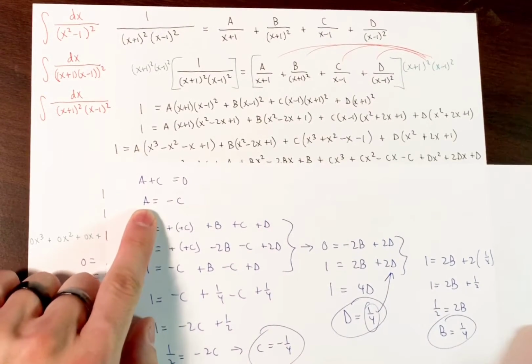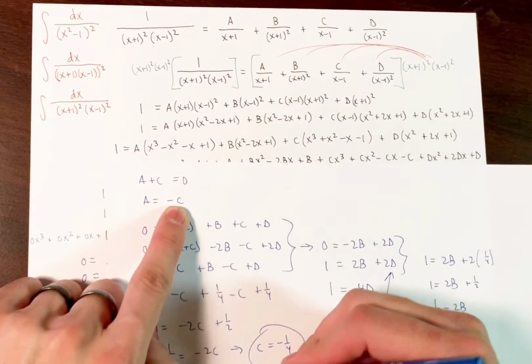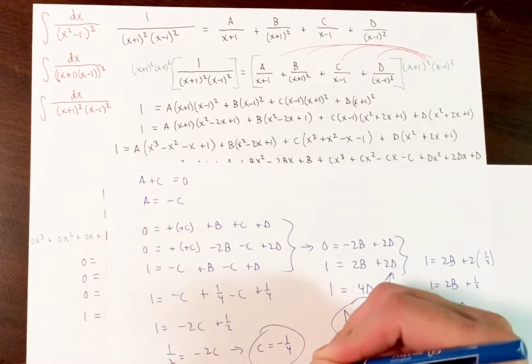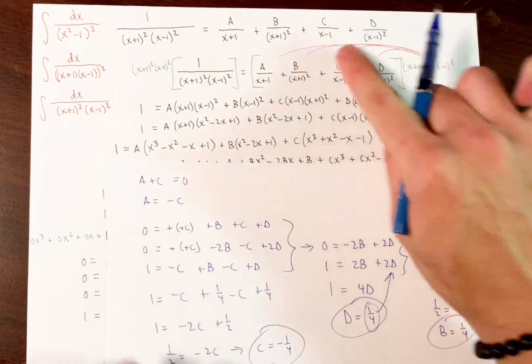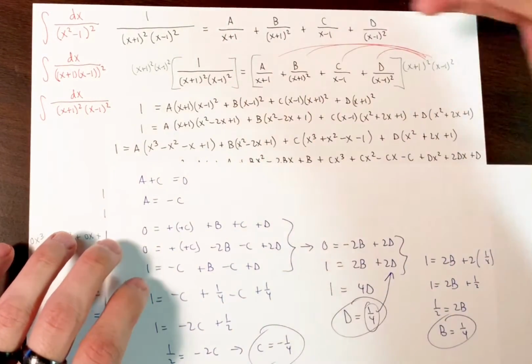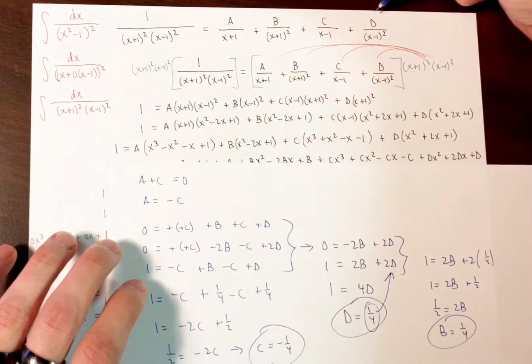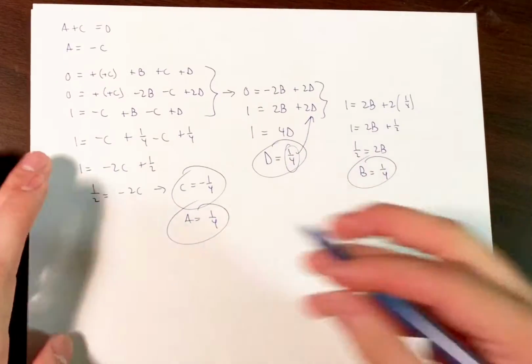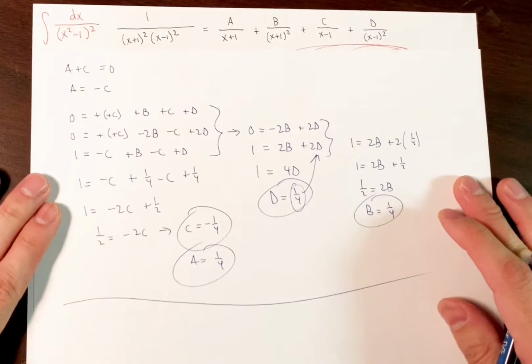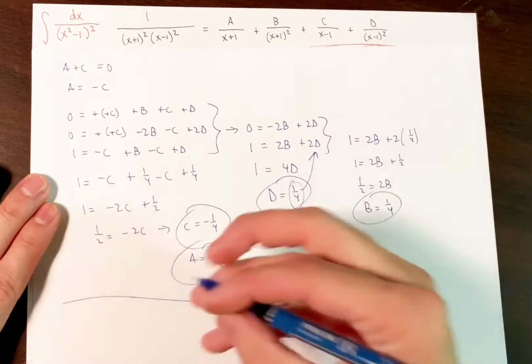Now recall what A is. A is just the opposite of C. So A would have to be positive 1/4. So we have A, B, C, and D. So now go back to pretty much where we started up here. And instead of A, B, C, and D, replace them with the values of A, B, C, and D. So let me just block this off here. So now our math looks like this.